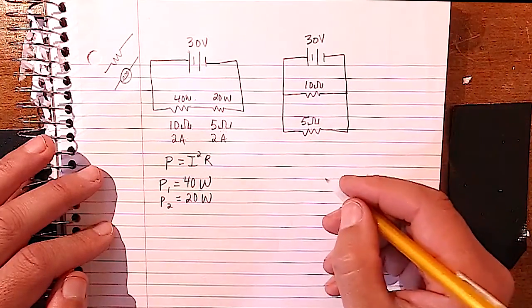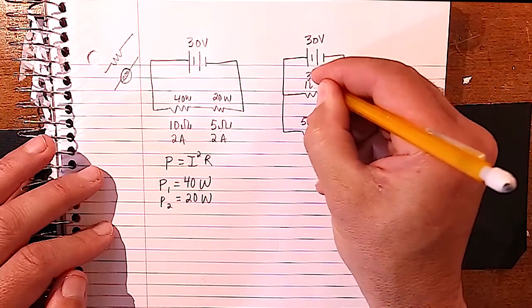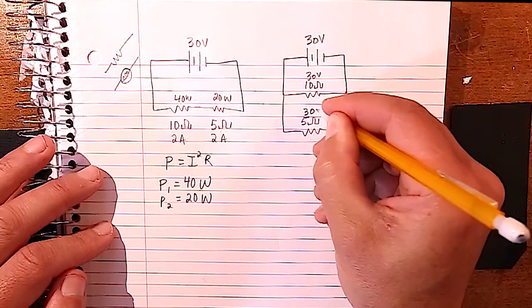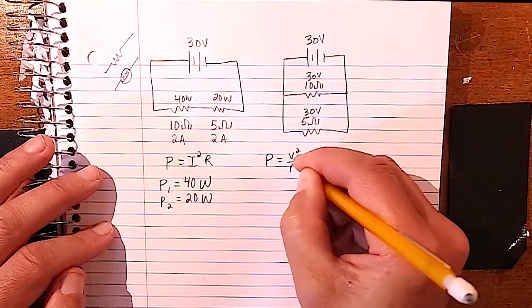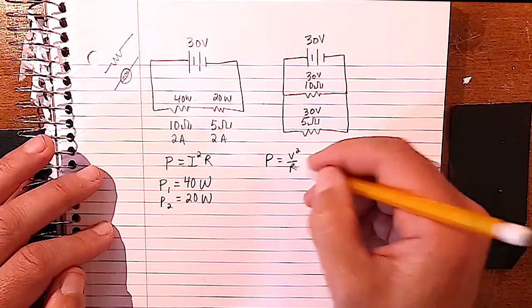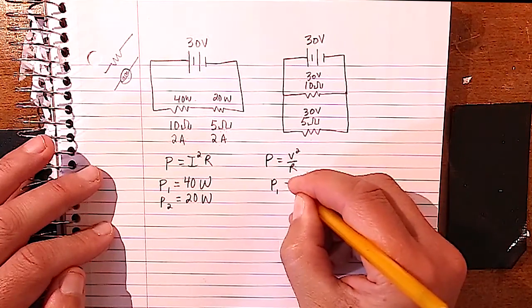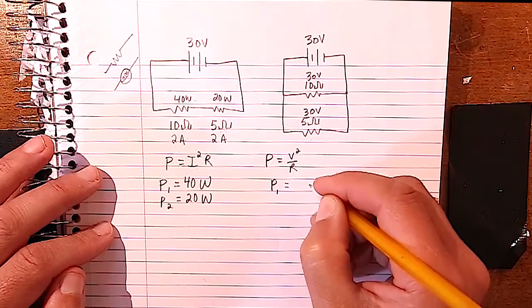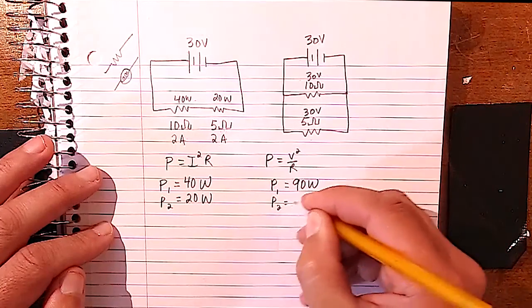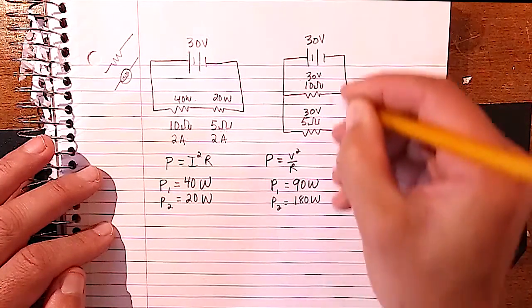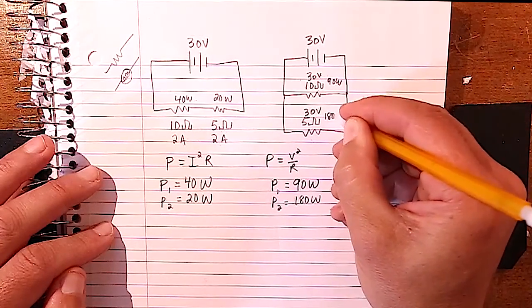But in a parallel circuit, we get a very different result. We have 30 volts here. We know that the voltages are the same in both, so we have 30 and 30. So we can do P equals V squared over R and put our voltages in and our resistances. And if you do that, for P1, for the 10 ohm resistor, you get 90 watts, and for the second one, you get 180 watts. So this is our 90 watts, and this is our 180 watts.